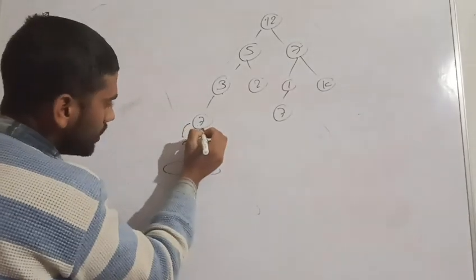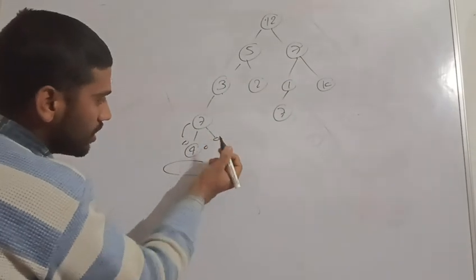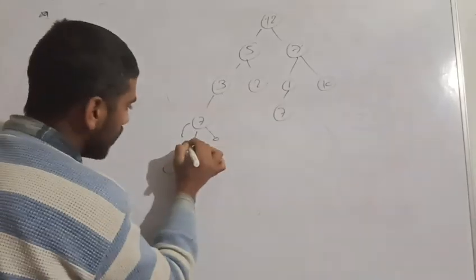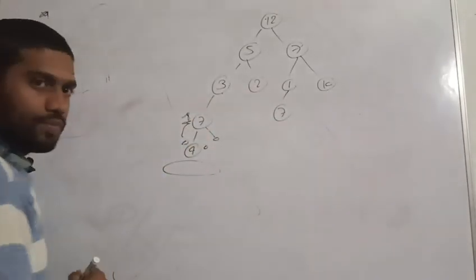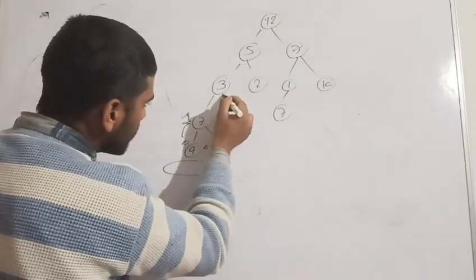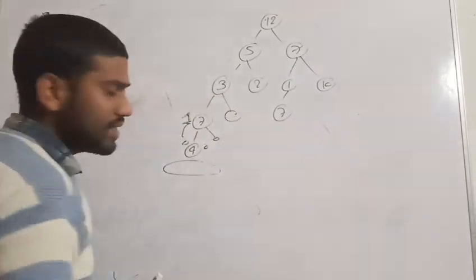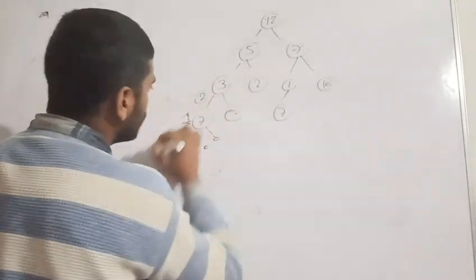Okay, now it will go on the right side. There is nothing there. Now it will return 1 here. Okay, now again it will go here. Again on the left side there is nothing, null. Again it will be written 2.